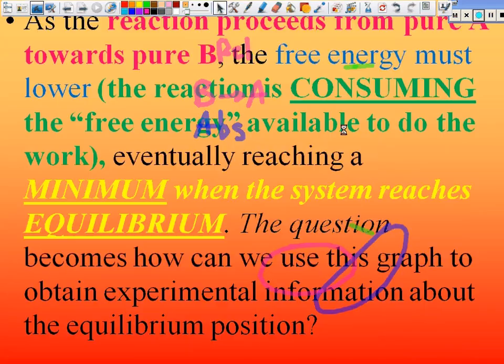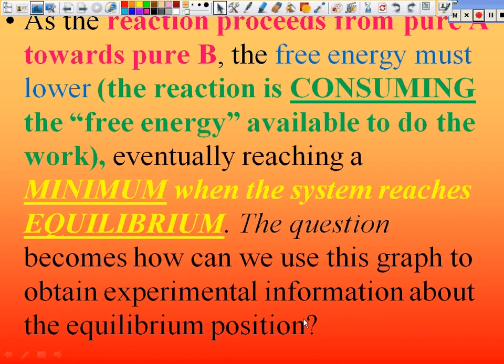As the reaction proceeds from pier A towards pier B, the free energy must lower. The reaction is consuming the free energy available to do the work, eventually reaching a minimum when the system reaches equilibrium. The question becomes, how can we use this graph to obtain experimental information about the equilibrium position? All right, so this is going to connect G and K. So we're already kind of seeing how all of them work.